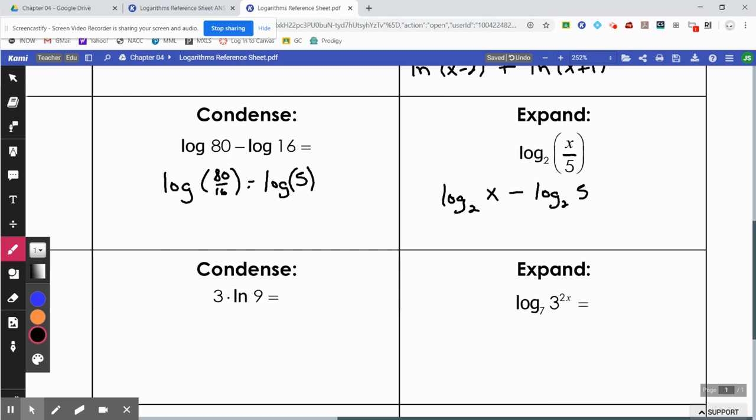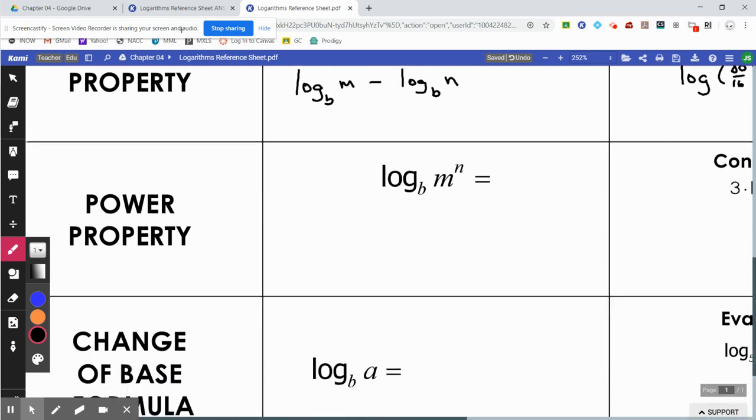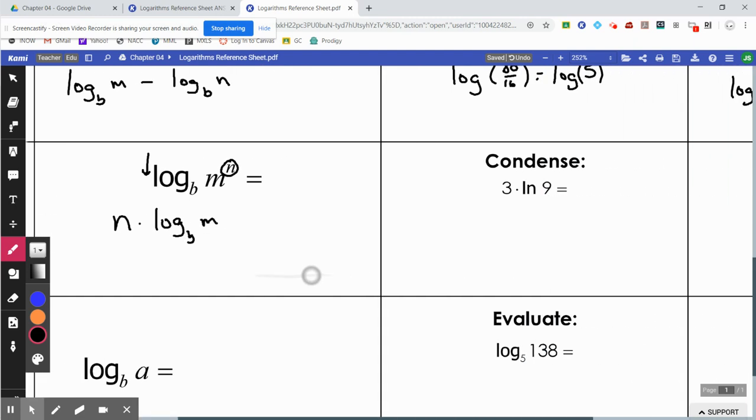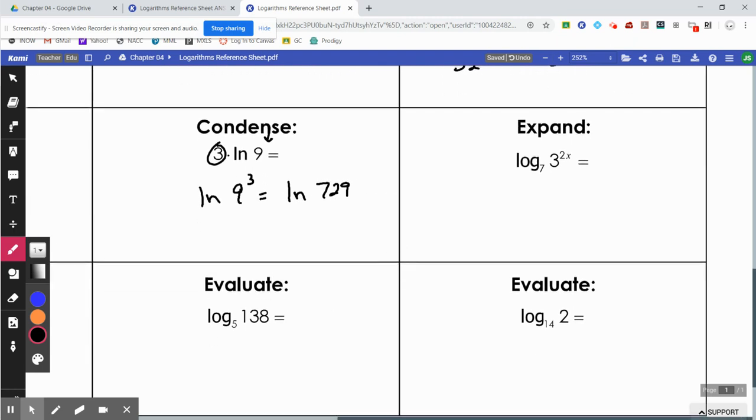Next up, your power rule says that if you have a log of something to a power, that power can be moved down front. So we could rewrite this as n times log base b of m. Let's use it. So we could take this power and move it back up top. We could condense it by doing the natural log of 9 to the third. And again, we could leave it like that, or we could do the natural log of 729. Or we can use it to expand it.